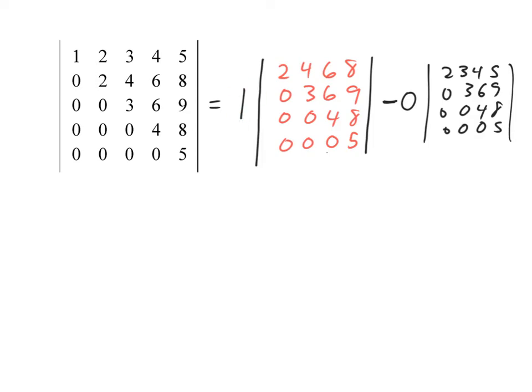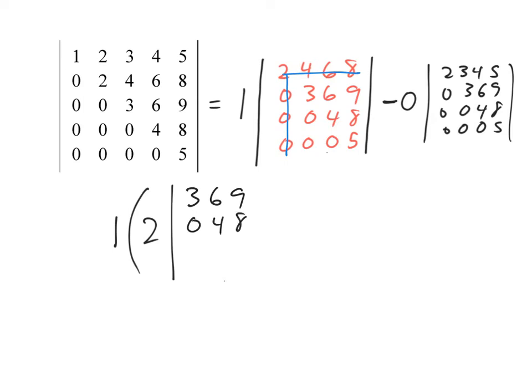And then to find the determinant of this, it's going to be 1 multiplied by, I'm going to choose this row since it has the most zeros, and that's going to be 2 multiplied by its determinant, its minor, and its minor is going to look something like this. So it's going to be 3, 6, 9, 0, 4, 8, 0, 0, 5.